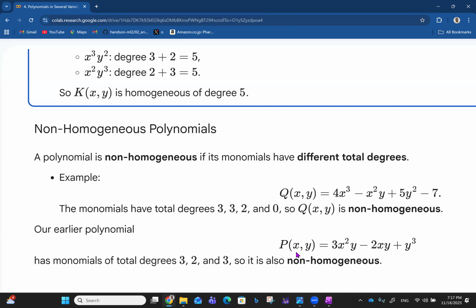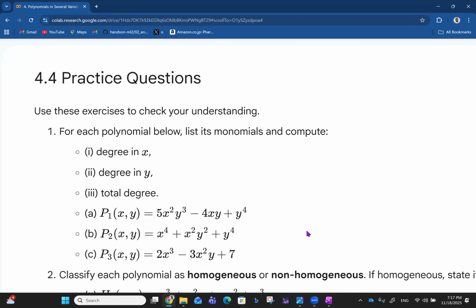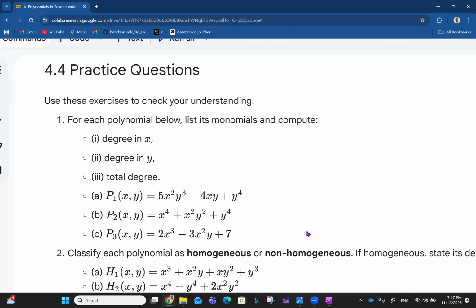Our earlier polynomial, p of x comma y, 3x squared y minus 2xy plus y cubed, has monomials of total degrees 2 plus 1, 3, then 1 plus 1, 2, then 0 plus 3, 3. So it is also non-homogeneous. So that's the idea, and that takes us to the questions that you want to try your hands on.